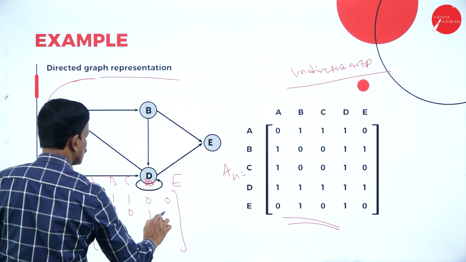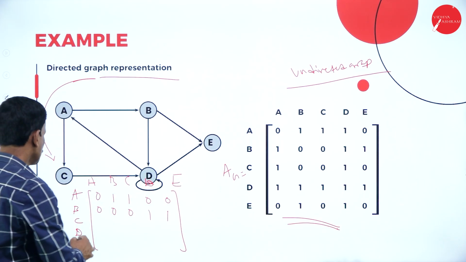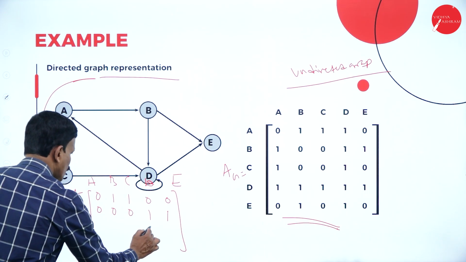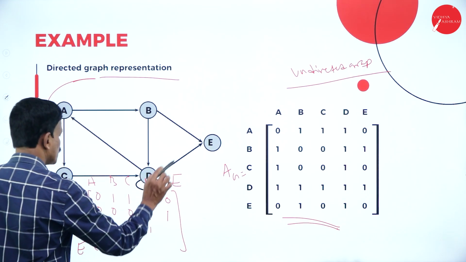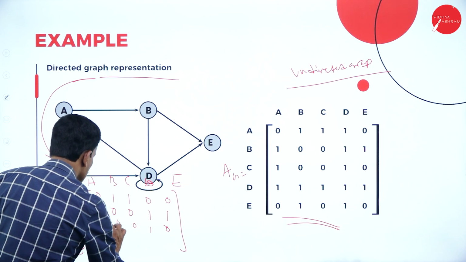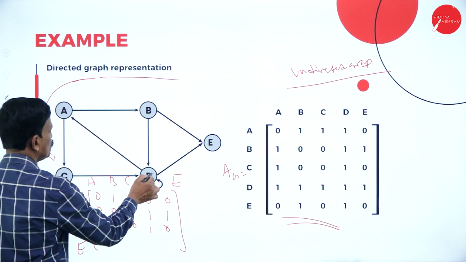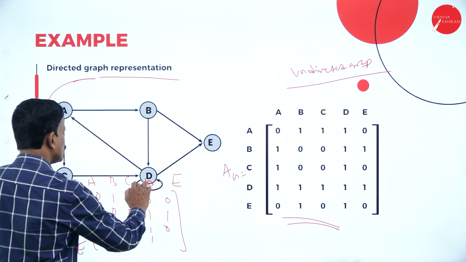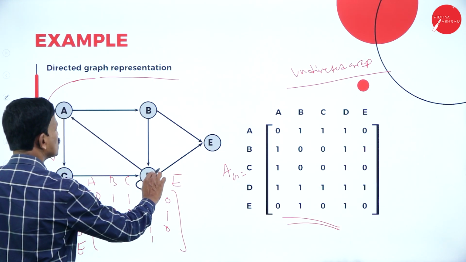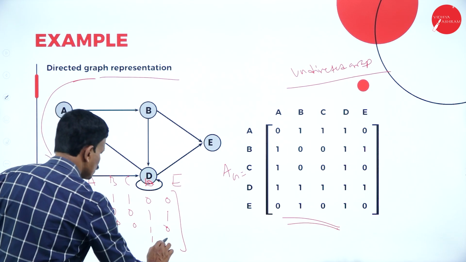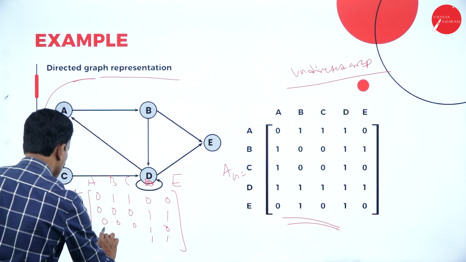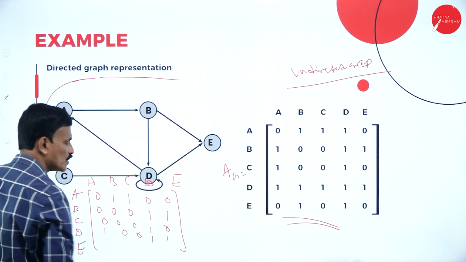Again from B to E it is 1. Similarly, if you come to C, C to D is 1, and in other cases it is 0, that's it. And D to D is 1, it's a self loop. In other cases, D to E is also equal to 1, and D to A is also equal to 1. The other cases are 0.